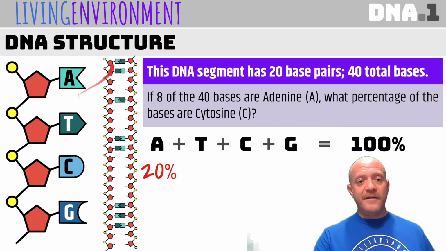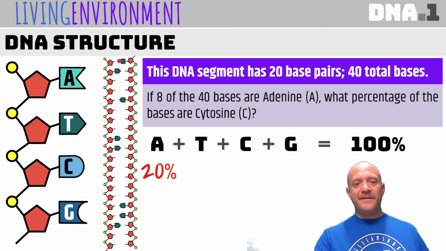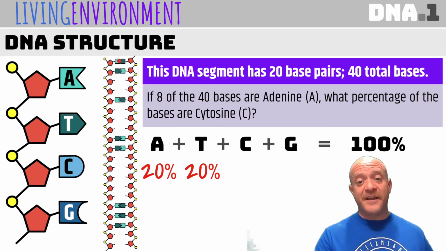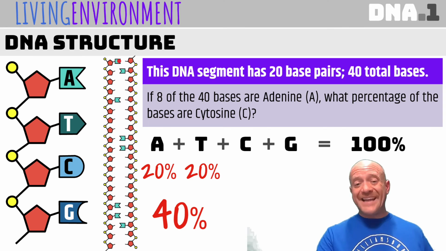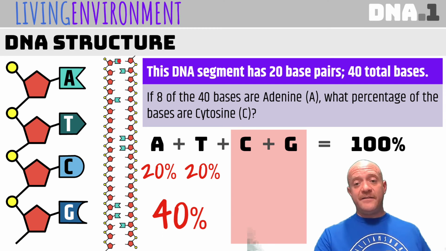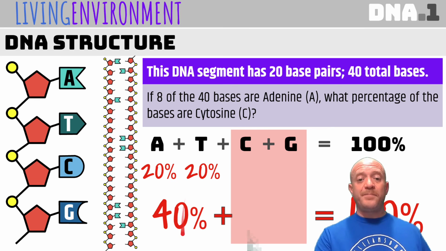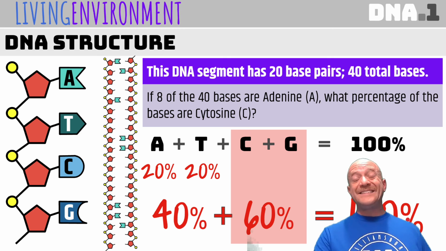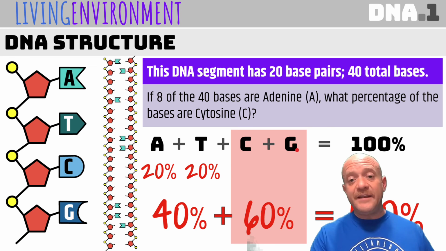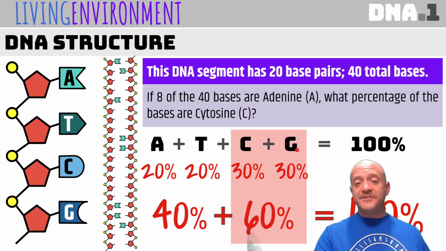Now if you look over here, the A always pairs with T. So those are the T, that's the A. A always pairs with T, so 20% of them are also T. Now those two together total 40%. And we take the 40% from the A and the T, we add it to whatever C and G total, and we should get 100%. Now fill in the blanks, 40 plus X equals 100, well that's 60%. Now the C and the G together total 60, so individually each one is 30%. So the answer to this question is 30% are cytosine.